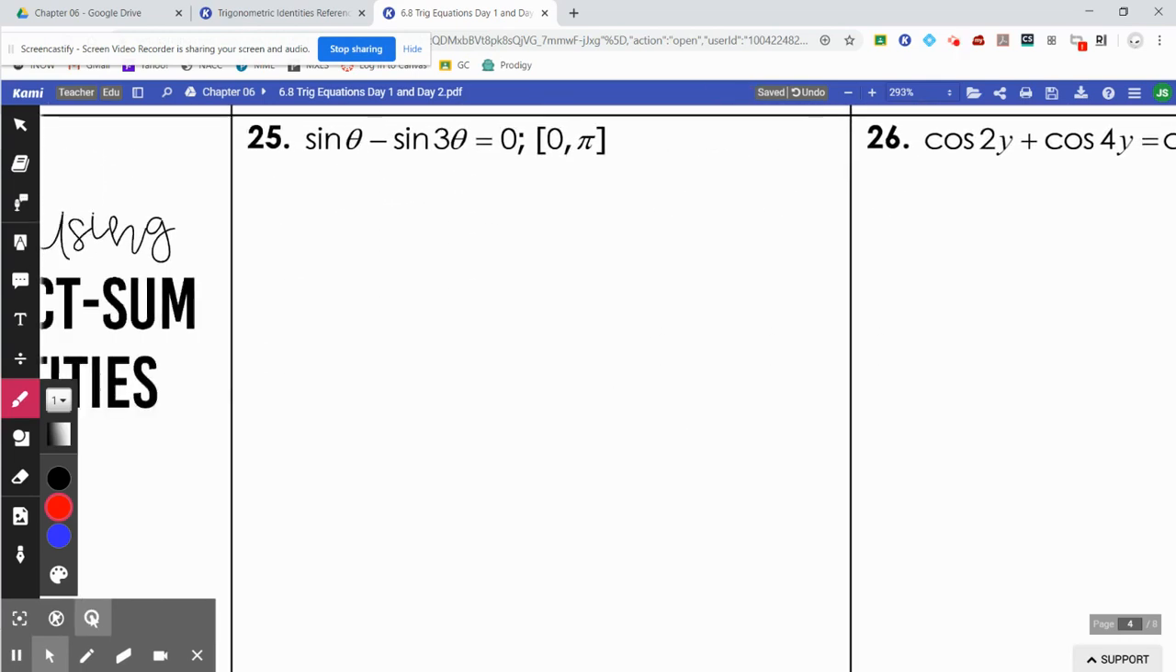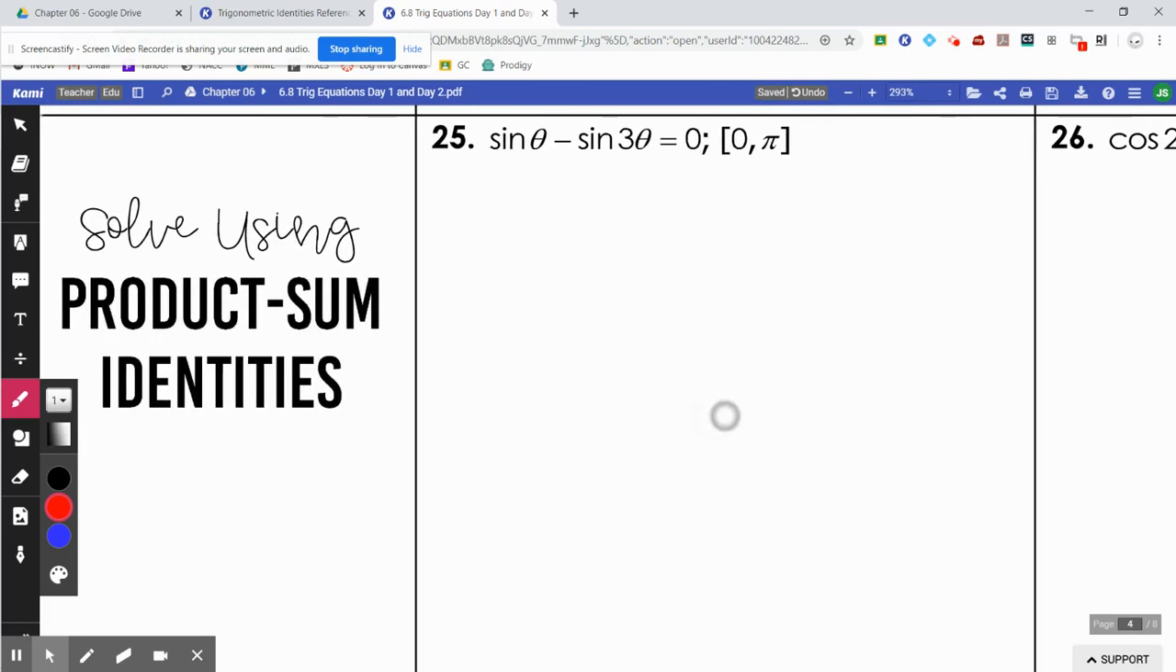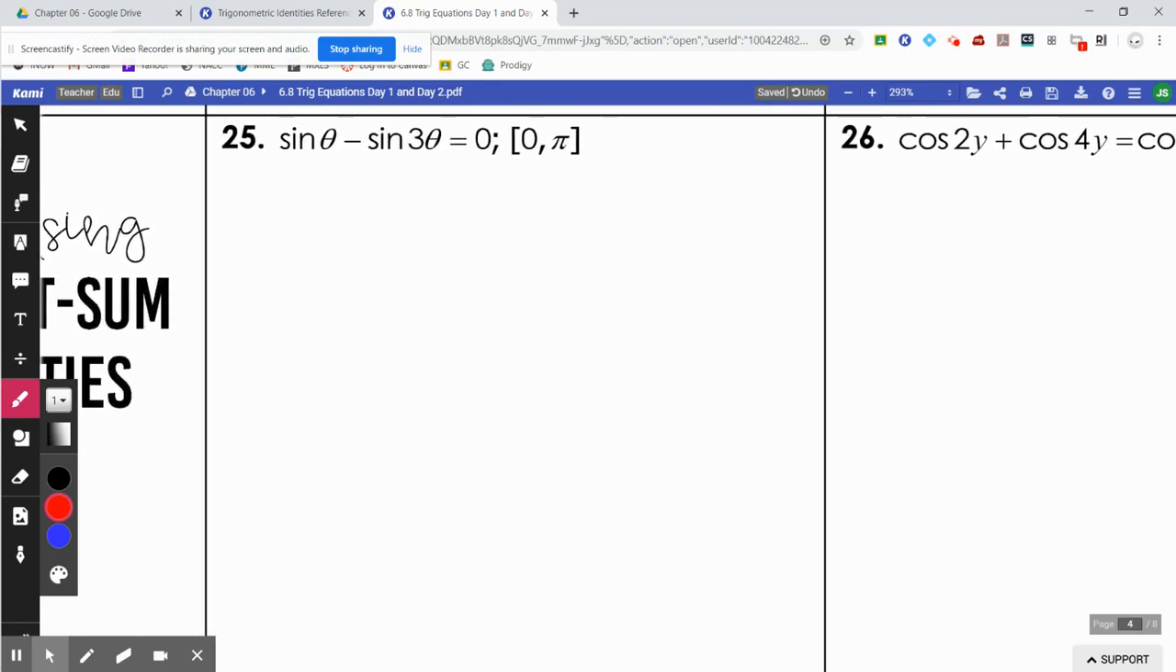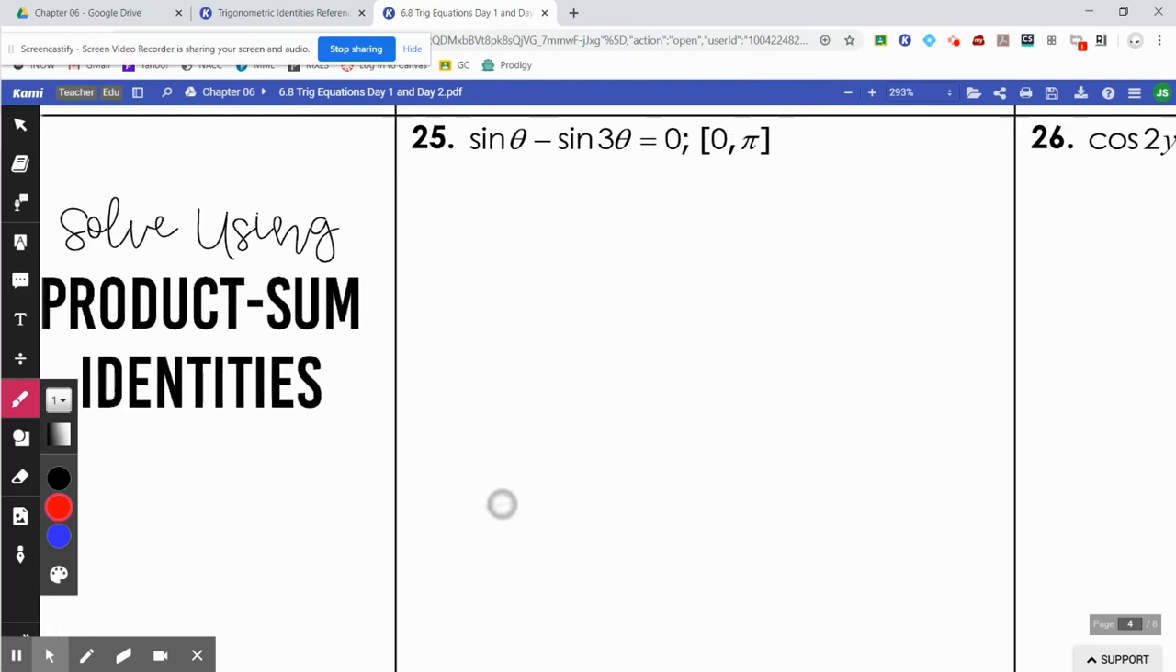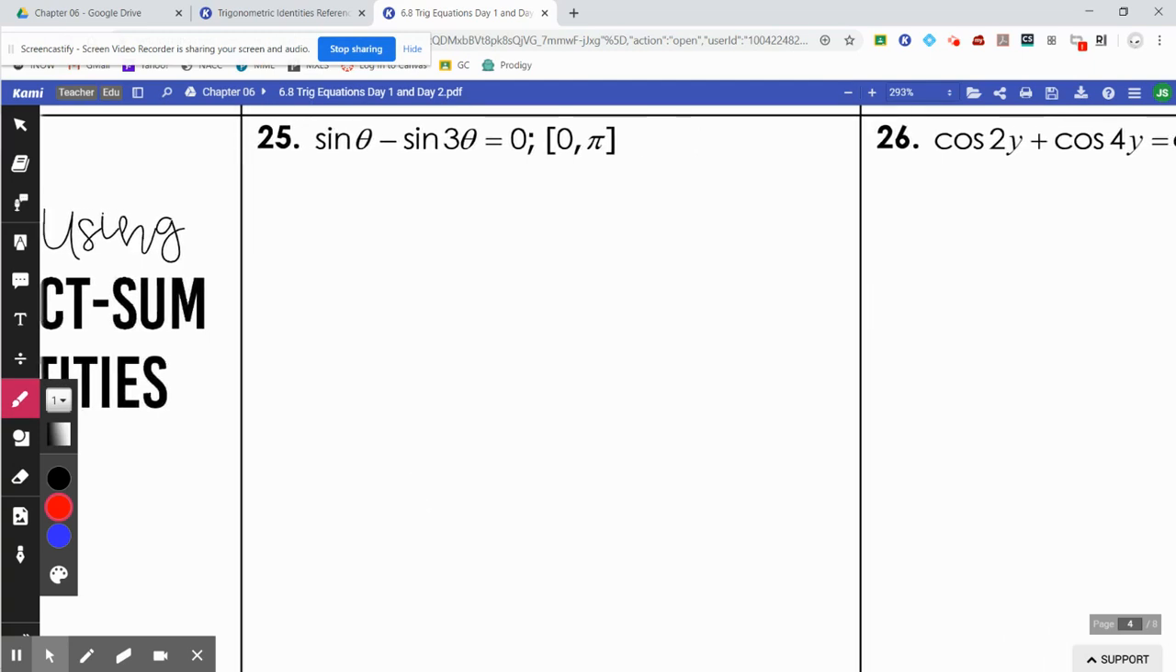Okay, number 25. Here we're using product to sum identities. So we have sine of theta minus sine of 3 theta. Now you could, instead of using product to sum with the sine of 3 theta, you could have used other methods here. This is just one way of working this. Like I said, there's several different methods that you can use for solving multiples of these. So just keep in mind, just because this is the way I solve it, that doesn't mean it's the only way to solve it. Now let me show you why it's such a good method of using it.